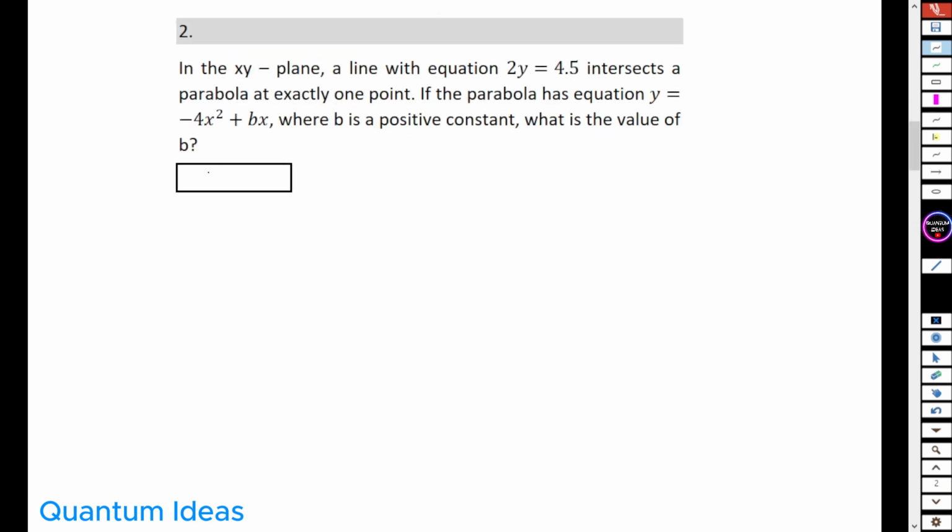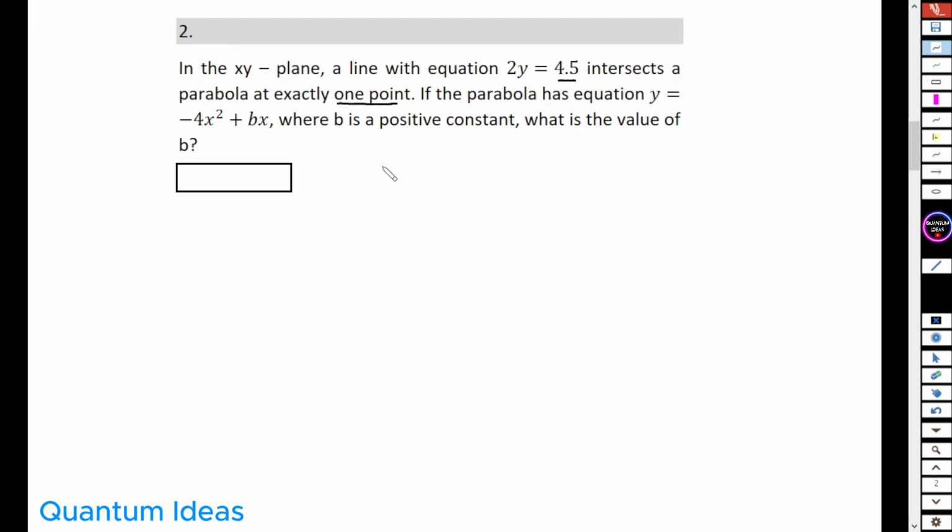Okay, number 2. We are given, in the xy plane, a line with equation 2y equals 4.5 that intersects a parabola at exactly 1 point, meaning only one solution. If the parabola has the equation y equals minus 4x square plus bx, and b is a positive constant, what is the value of b? Okay, b is positive. Remember that.